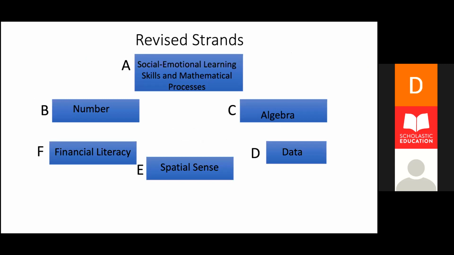So here are the revised strands. You can see we have social emotional learning skills and mathematical processes. We have number, which of course is a good part of our curriculum that we're looking at. We have algebra, data, spatial sense, and then financial literacy. Social emotional learning skills pretty much permeate all of the other strands, so we're not going to treat this as a separate strand. This is one that we are going to integrate in all of the other strands all throughout the year.